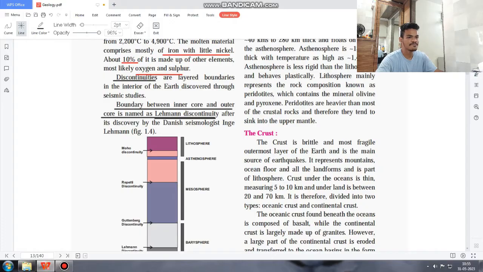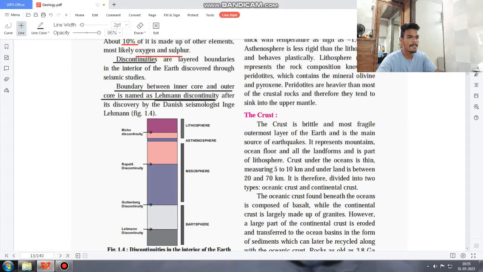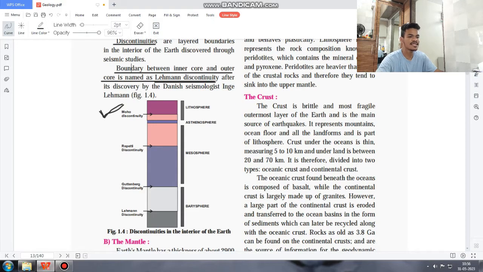So this diagram is very important. This diagram mostly comes. Or else they can ask you, suppose, what is the discontinuity present in the mesosphere.